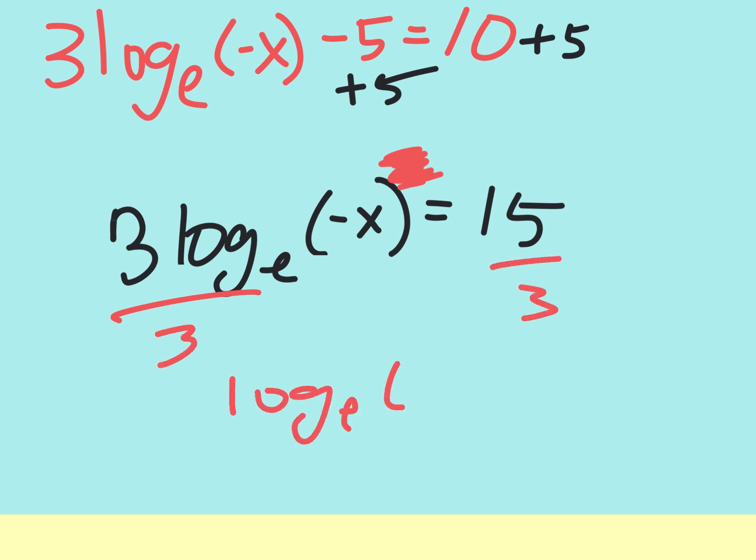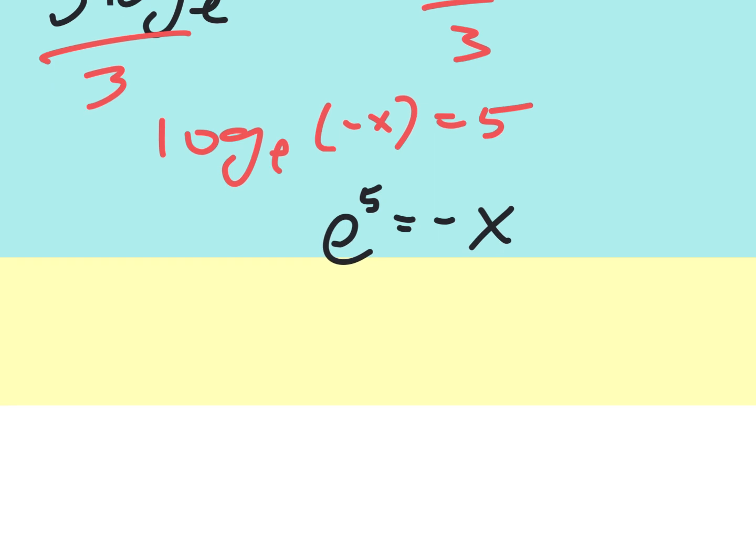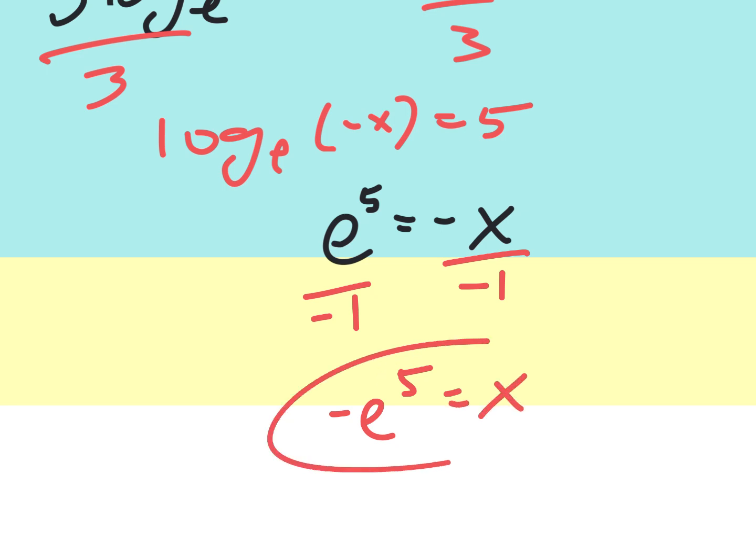Log base e of negative x equals 5. Now can I rewrite? Yes. Charlie, give me the rewrite on this one. E to the 5th power equals negative. Yep. Is x completely alone yet? No. Asher, last step. You divide by -1 on each side. Absolutely. Times by -1 would have worked as well. And I got negative e to the 5th equals x.